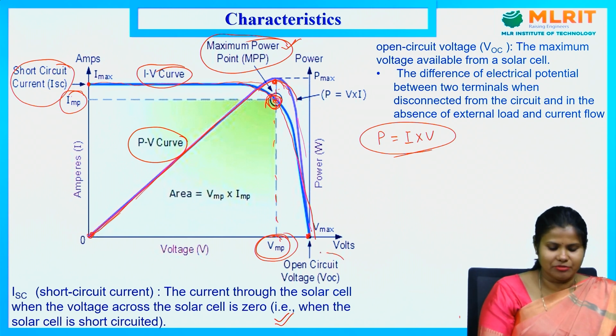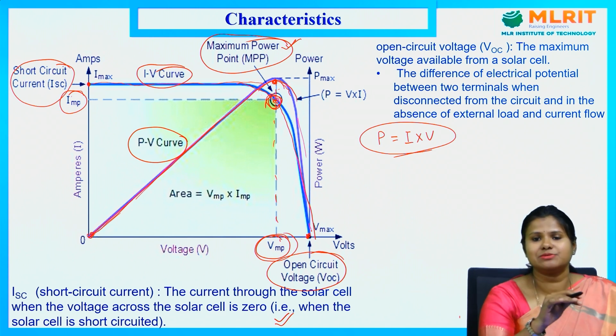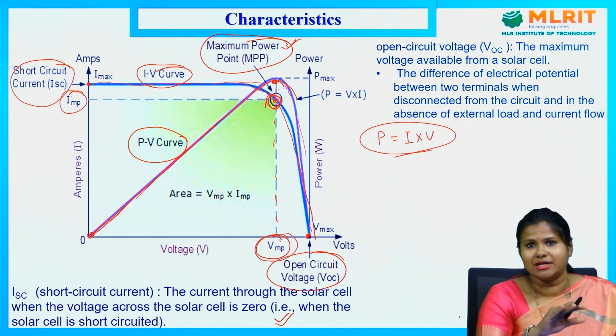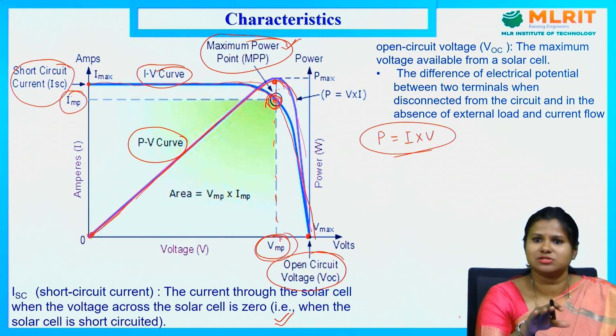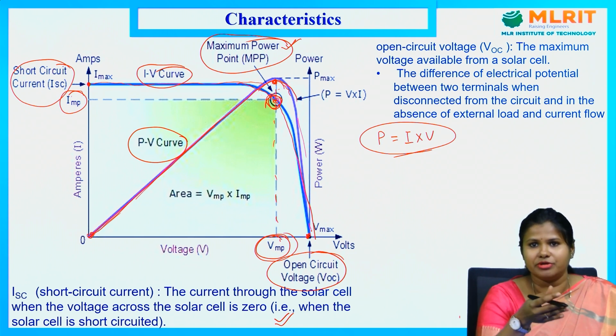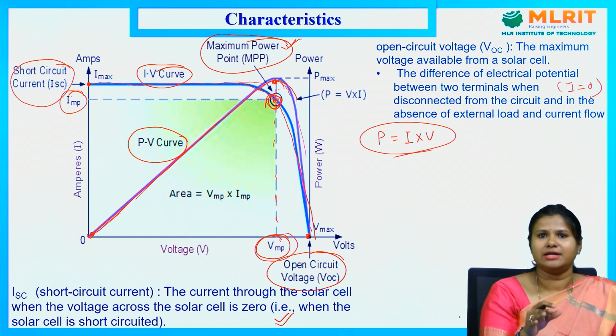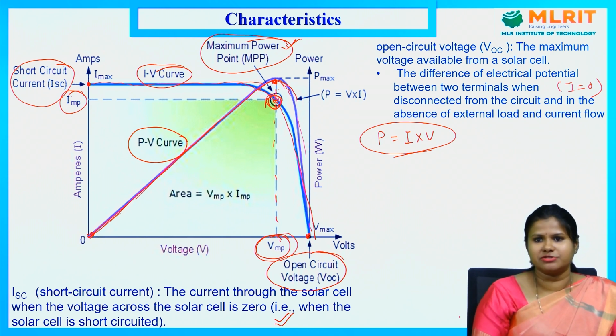Maximum voltage is our open circuit voltage. What is open circuit voltage? This is the maximum voltage which can be produced by a solar cell. At that time we are not connecting any external load, so we are not connecting any resistance. At that time the current value will be 0. This current will be 0 when we are taking the open circuit voltage. For open circuit voltage, the current is 0. For short circuit current, the voltage value will be 0.